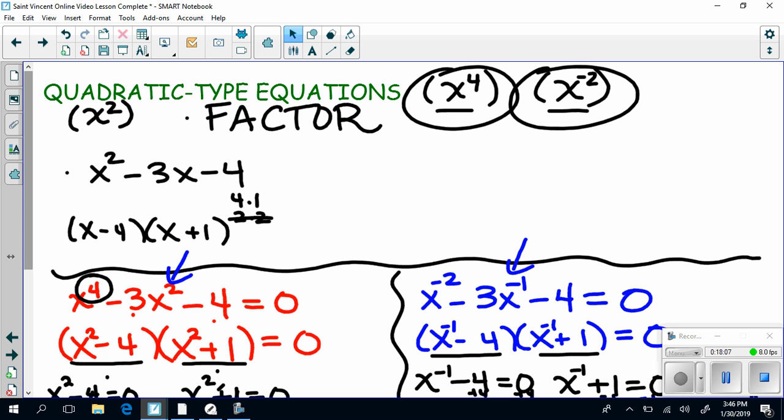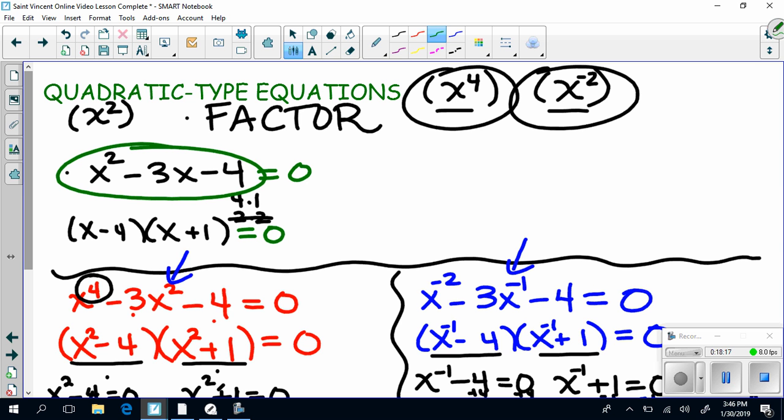I could take any factoring problem I want and give it to you. So for example, I chose this one up here. I could choose any factoring problem like that, and I can convert it to a 4, or I could convert it to a negative 2. Bottom line is you don't do anything different. The only thing different is the little powers on the x's.